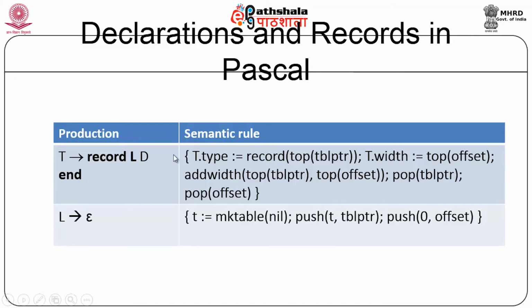So, this is what we did with reference to the example which we discussed earlier in the case of a structure, where we have to initiate a new symbol table and that is not pointing anywhere. Similarly here this will not be pointing anywhere, and then T dot type is equal to record of top of table pointer, that is what we are assigning as the type of T, and width will be top of offset, whatever is available there. Then I have to do an add width, and after it ends I do a pop table pointer and pop offset. So, this is again similar to the structure of C.